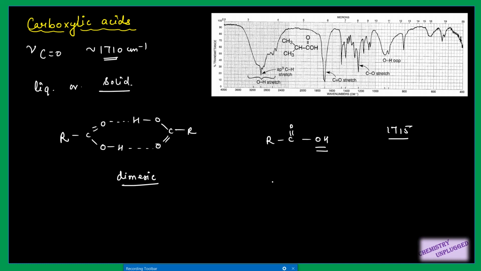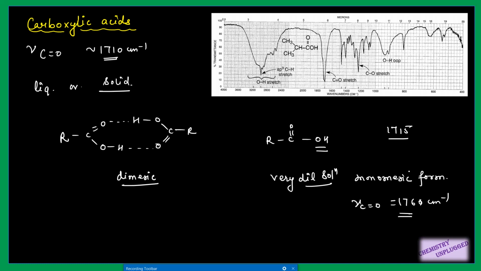But in very dilute solutions or in gaseous form, these carboxylic acids exist in monomeric form, and when they exist in monomeric form, this CO vibrational frequency comes close to 1760 centimeter inverse, right? You will have a peak close to this one, right?